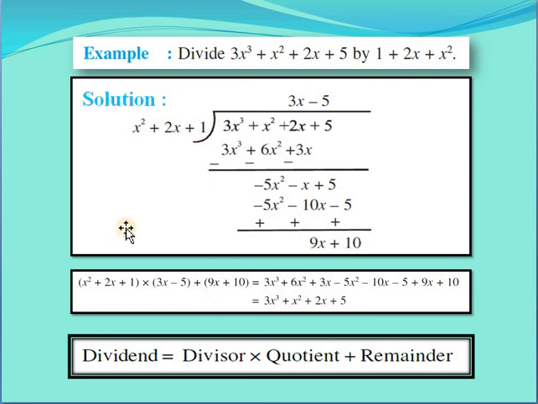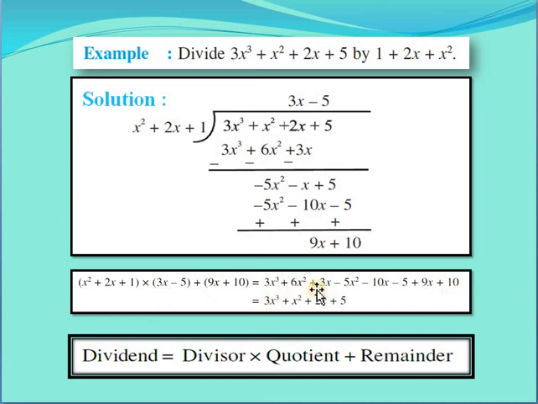Now, how do we verify that this is correct? You multiply the divisor and the quotient and then add the remainder. If you multiply, x square into 3x, 3x cube. x square into minus 5, minus 5x square. 2x into 3x, 6x square. 1 into 3x, 3x. Then with the second term, minus 5 into x square, minus 5x square, minus 5 into 2x, minus 10x, minus 5 into 1, minus 5. Then plus 9x plus 10.